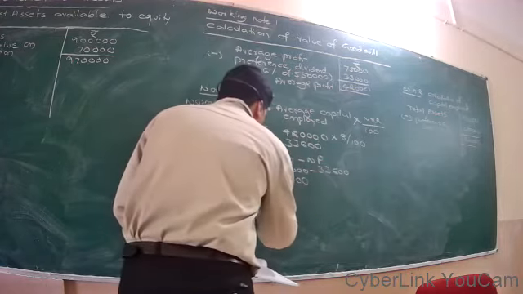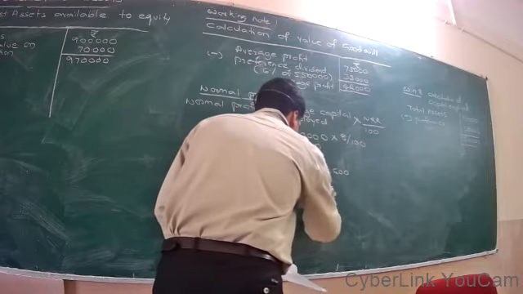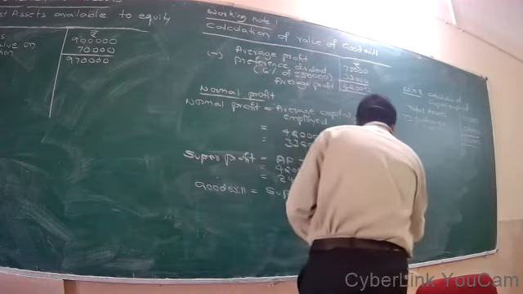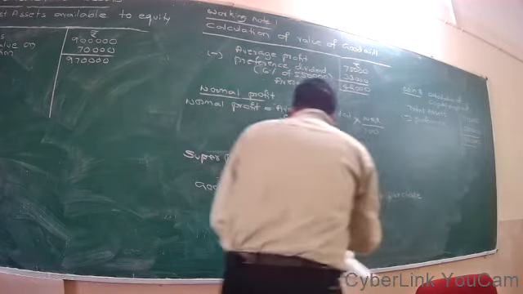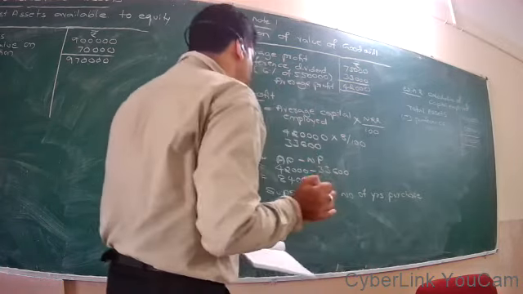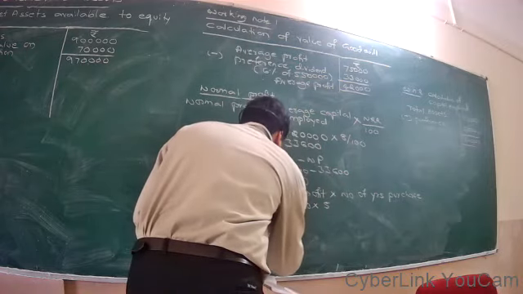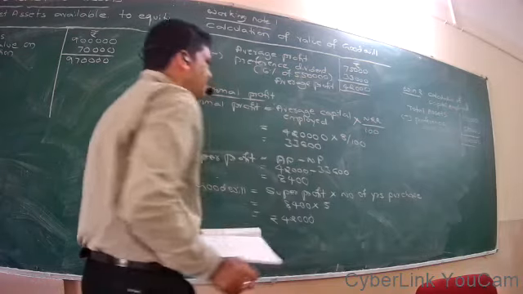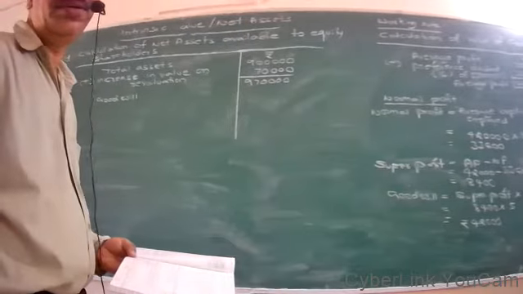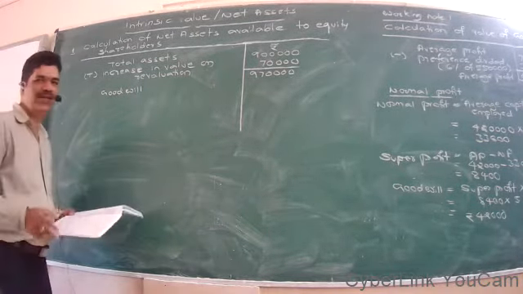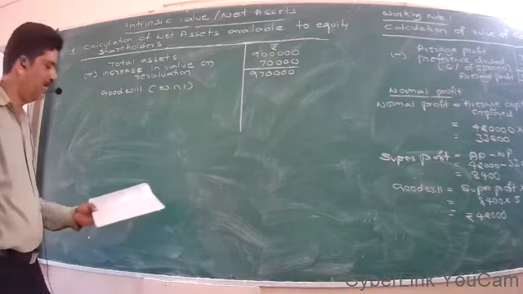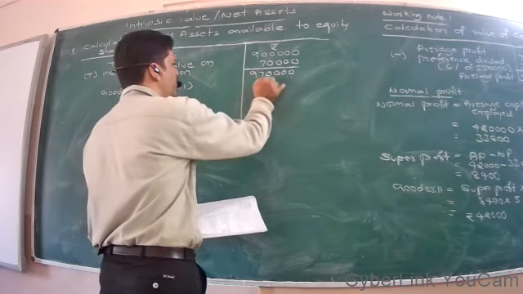Next, goodwill is equal to super profit into number of years' purchase. Super profit is 8,400 into number of years' purchase, which is 5. So 8,400 into 5 is rupees 42,000. Rupees 42,000 is the goodwill. Now come back to this earlier adjustment. Here you are observing in the first aspect, goodwill we have calculated as per working note number 1, so it is 42,000.